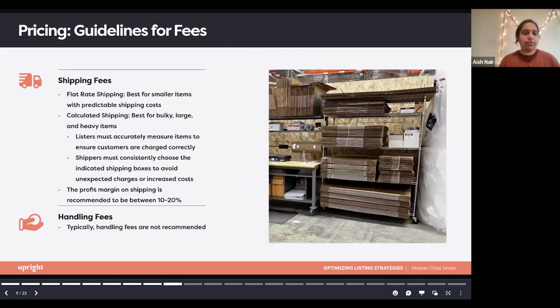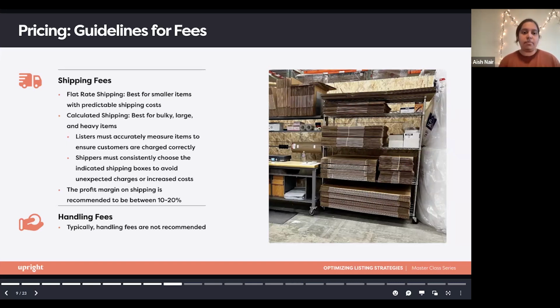All right, guidelines for fees. Shipping fees, of course, we've got flat rate and calculated. Typically, we recommend flat rate is better for your smaller items because we can better predict the shipping costs, and they're typically slightly lower end shipping costs. And then calculated tends to be better for your bulky, large items where it's going to have a lot more variability.